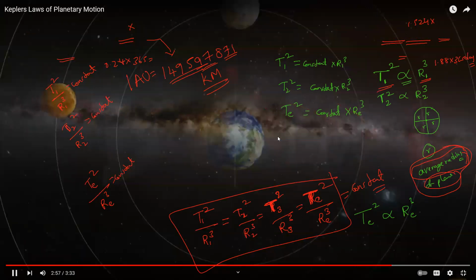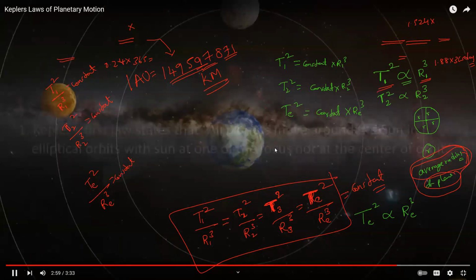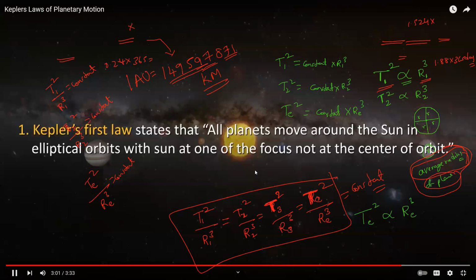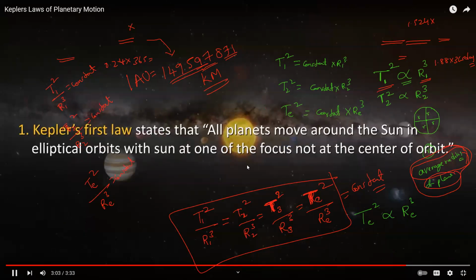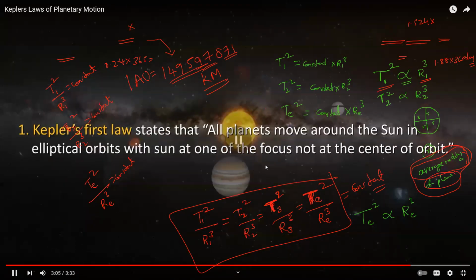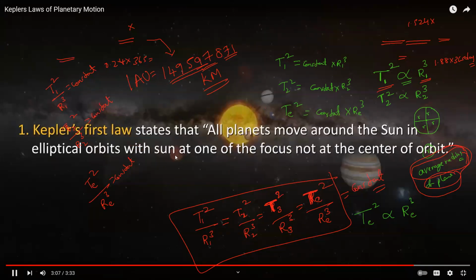Please note it. Summary. Kepler's first law states that all planets move around the Sun in elliptical orbits, with the Sun at one of the foci, not at the center of the orbit. Are you clear, everybody? So that is why the first law is called the Law of Orbits.